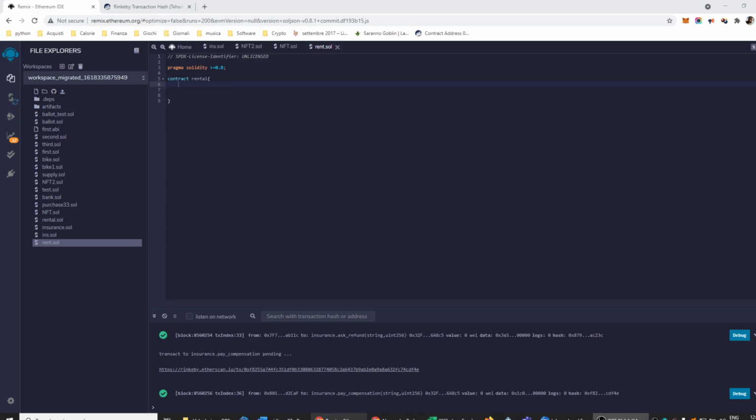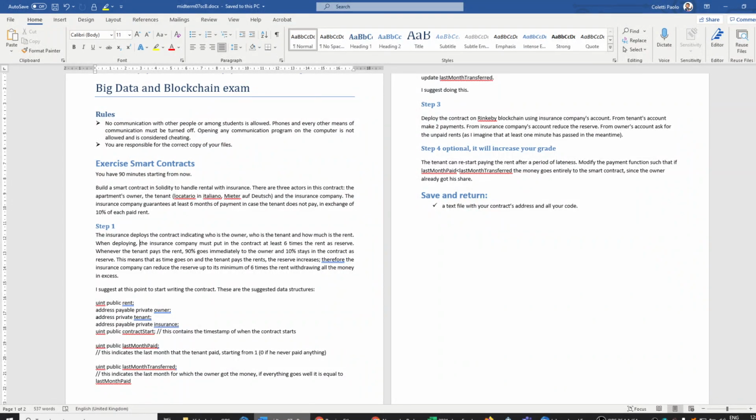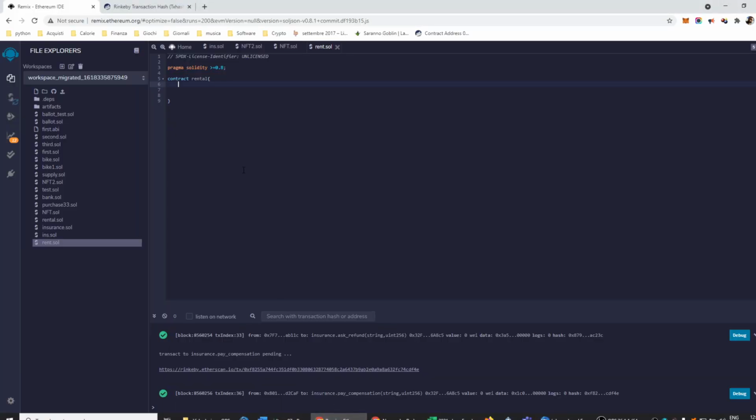Let's see. The insurance company deploys the contract indicating who is the owner, who is the tenant, and how much is the rent. Okay, very well, we can immediately do it. I suggest, as usual, the typical data structures.